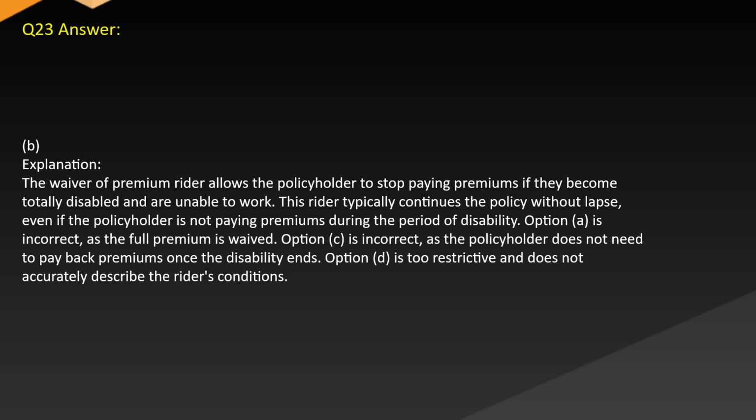Answer B. Explanation. The waiver of premium rider allows the policyholder to stop paying premiums if they become totally disabled and are unable to work. This rider typically continues the policy without lapse, even if the policyholder is not paying premiums during the period of disability. Option A is incorrect as the full premium is waived. Option C is incorrect as the policyholder does not need to pay back premiums once the disability ends. Option D is too restrictive and does not accurately describe the rider's conditions.